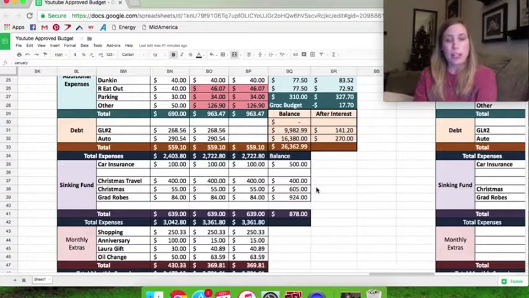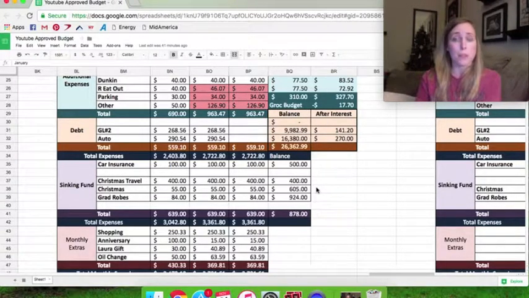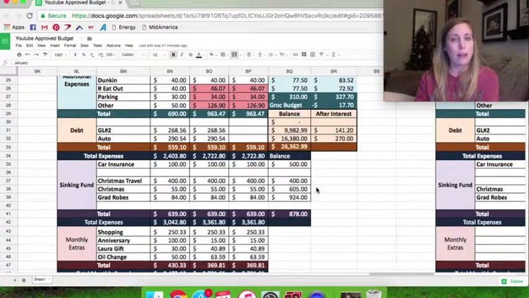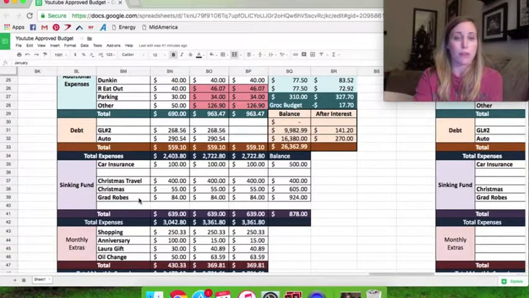I know that sounds like probably a low spending budget, but I also try and shop smart. I shop early, so that we usually stay right on or under that budget we have for the past 2 years. And then right here you can see we have a sinking fund for grad robes.